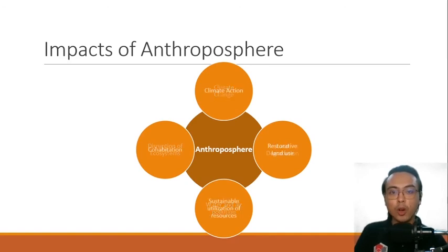However, not all of our impacts are negative. We can also turn those into positive impacts, and those positive impacts are our solutions. Those are climate action, restorative land use, sustainable utilization of resources, and the most important is the concept of cohabitation, wherein we respect the other organisms that are also inhabiting this earth. And those are all parts of our goal of sustainable development.